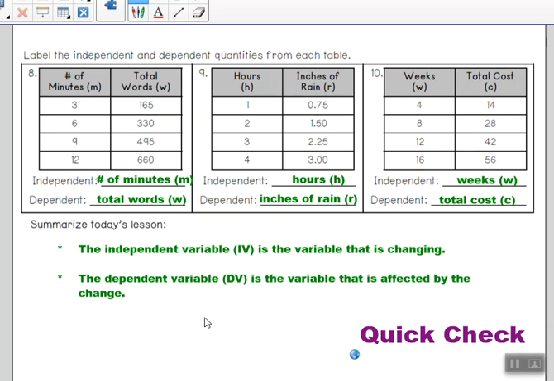This is the variable that is affected by the change. The variable that is affected by the change. Again, if you were babysitting, hours would be your IV, and you know how much money you make would be your DV, all right? Same thing for mowing lawns. How many lawns you mow would be your IV, and how much money you make would be your DV, because it depends on your IV, all right?